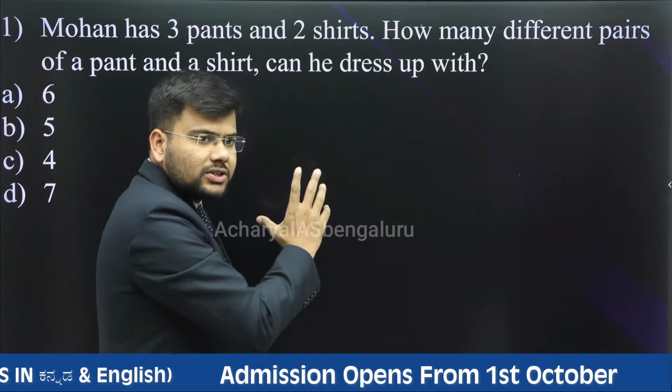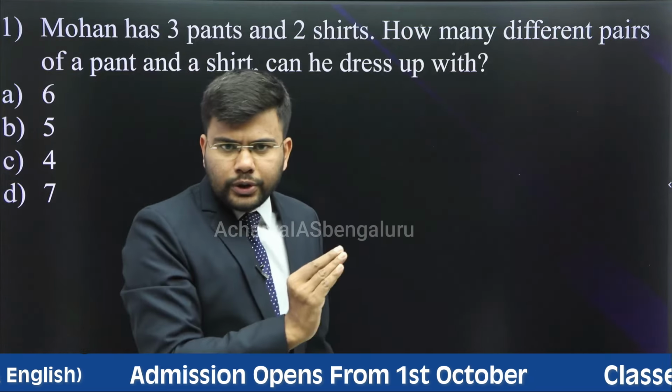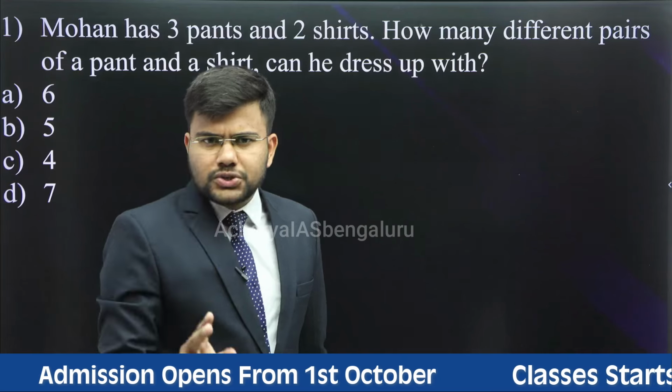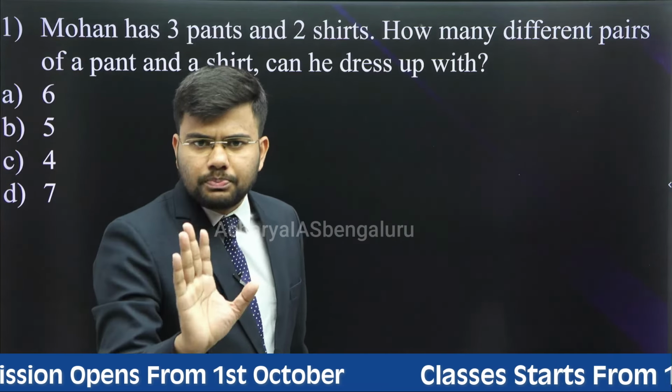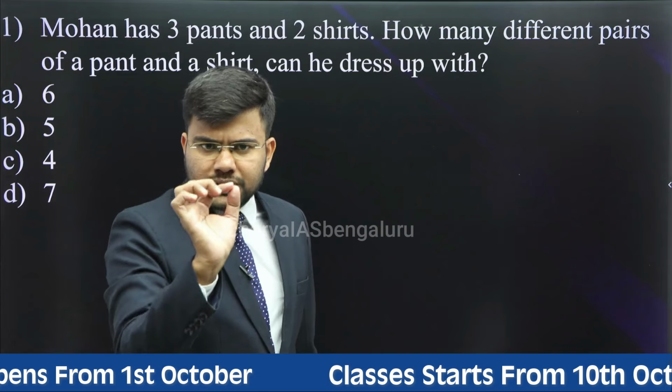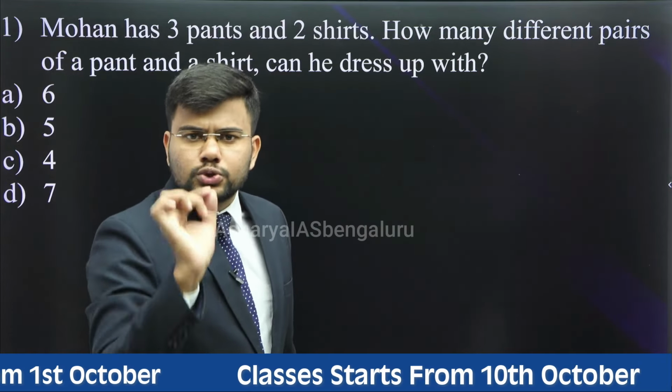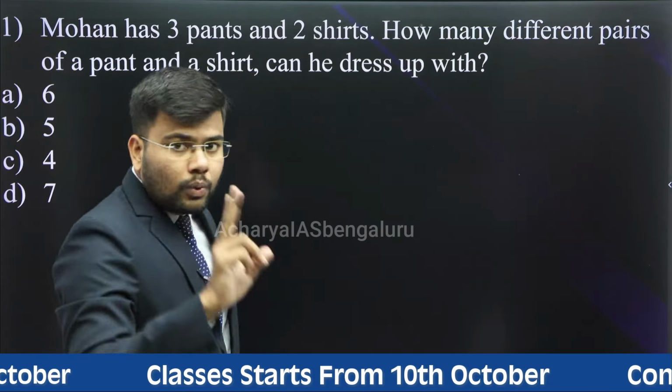So directly we are jumping to the questions. Before going to the questions, I am telling you, in permutations there are two types of questions they might ask you. If these two types of questions appear in the examination, you are supposed to solve them at any cost. So now what are those two types?